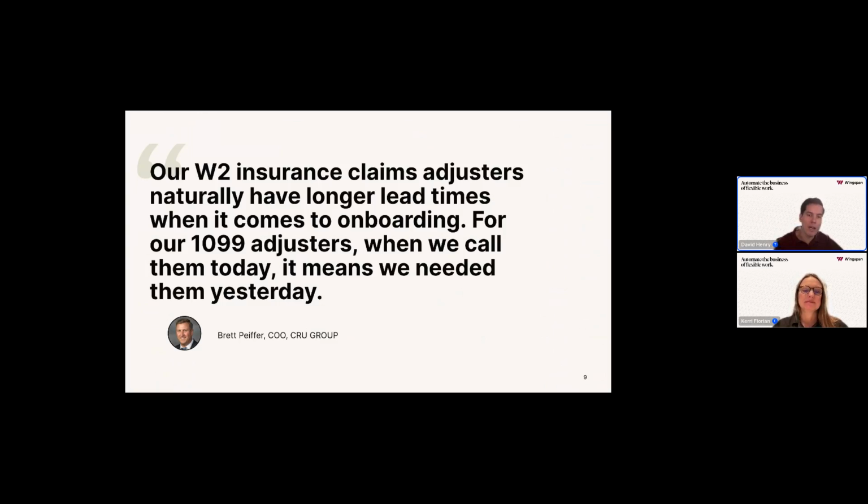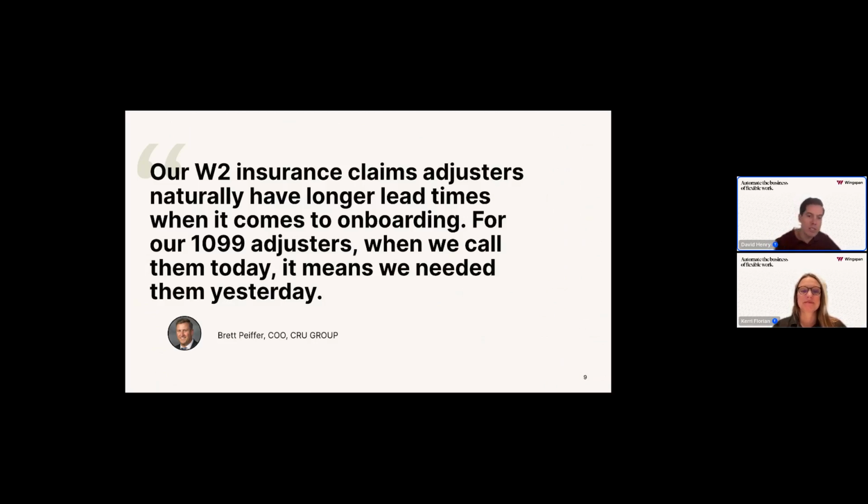And one thing that Brett pointed out in working with him is that their W-2 insurance claims adjusters will naturally have longer lead times when it comes to onboarding because it only happens once. They can do it ahead of time, and it's not an on-demand or in-response action as a result of a catastrophe. The contrast to this is very stark around 1099, where when they need those adjusters in the field, right, there's 50 states, there are insurance claims in all of them. They really need those contractors today. Really that means they needed them yesterday.